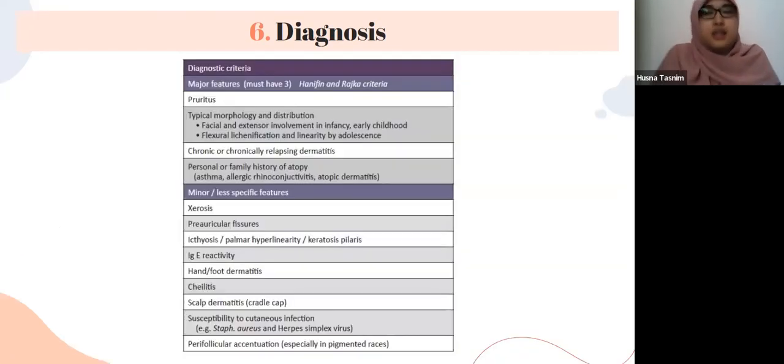Okay, this is from the pediatrics protocol for Malaysian hospitals, the Hanifin and Rajka criteria. So it has the major features and the less specific features. So how to diagnose? The patient has 3 out of 4 of the major features. But then we tend to follow the CPG because this is approved by the Ministry of Health in 2018.